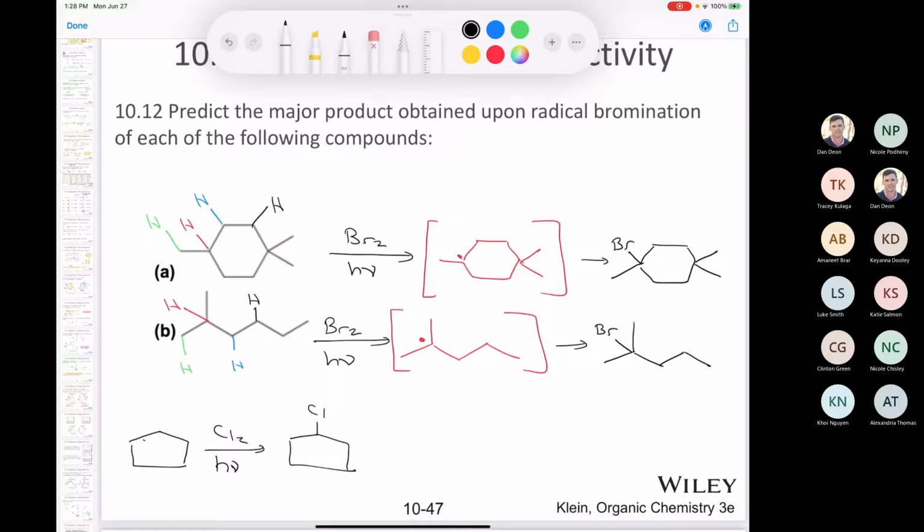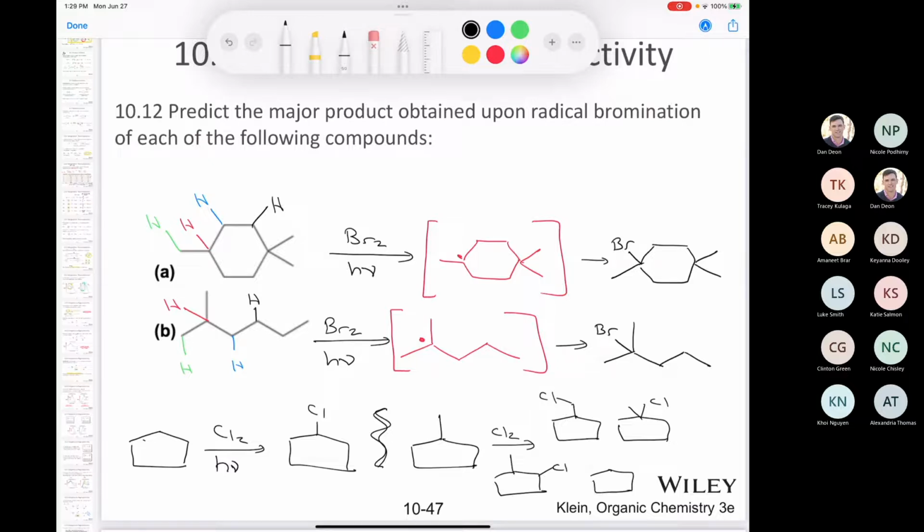Like that. However, let's say you had something like 1-methylcyclopentane, then you're in trouble. Chlorination is not going to work because you're going to end up with, and I don't have space to draw it, a chlorine here, a chlorine here, a chlorine here, a chlorine here. So you end up with a lot of possibilities on that one. So not very useful.